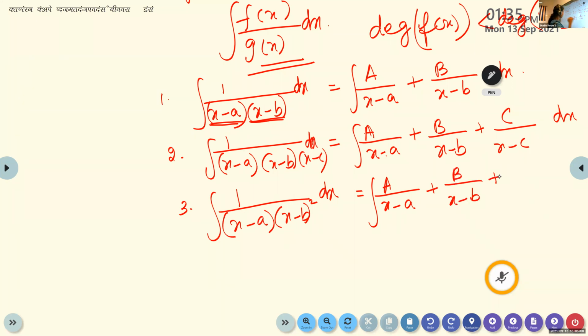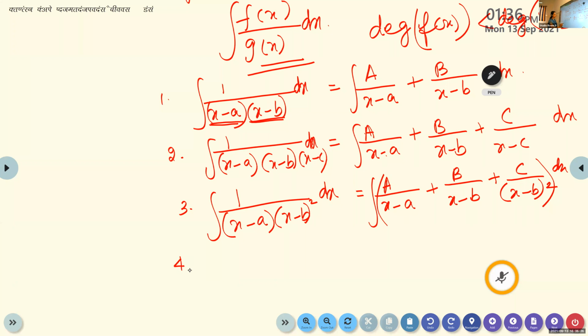Look at this. With this, we can't stop. c into x minus b the whole square. Step by step only we can increase the powers. So here a by x minus a is only 1 time. But if you look at the next factor, x minus b the whole square, we get this as 2 times. The same linear factor is occurring 2 times. So how can we split this? b by x minus b plus c by x minus b the whole square.